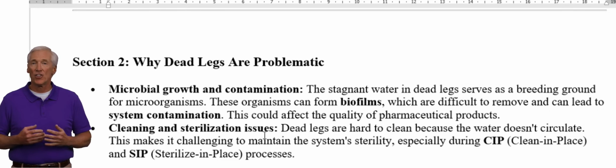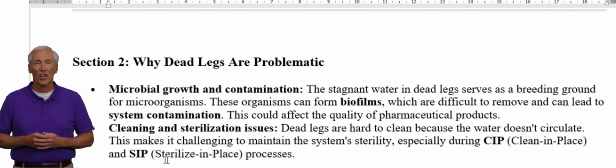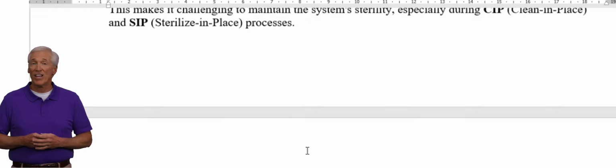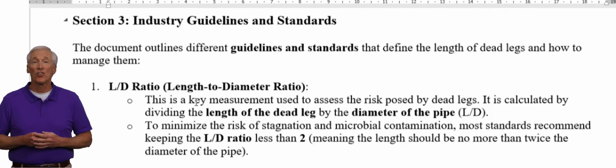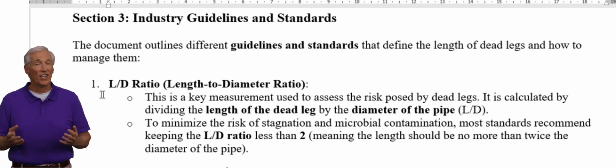Cleaning and sterilization issues. Dead legs are hard to clean because the water doesn't circulate. This makes it challenging to maintain the system's sterility, especially during CIP, clean in place, and SIP, sterilize in place processes. A dead leg in pharmaceutical water systems is, therefore, a worst-case scenario for ensuring safe, clean water. Section 3. Industry Guidelines and Standards.